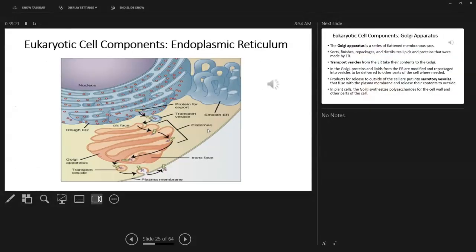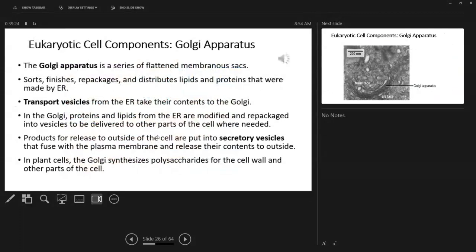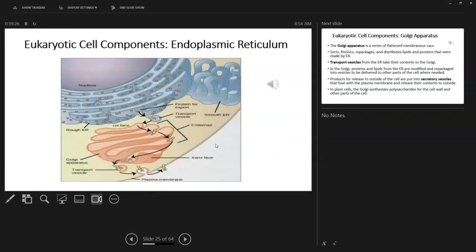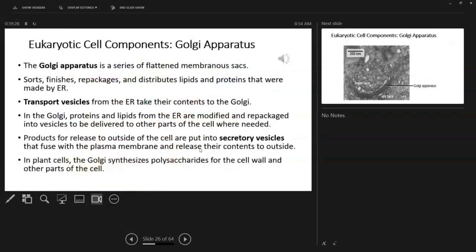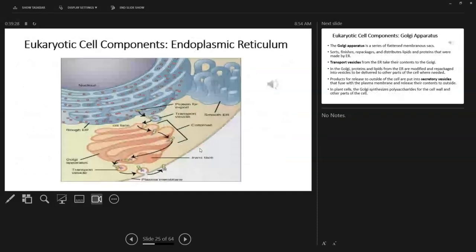Okay, so ER and then Golgi, we talked about that. Under a microscope, the ER and the Golgi look the same. They're just these flattened tubules like this. I can't tell one from the other, except that the ER is usually closer to the nucleus than the Golgi.